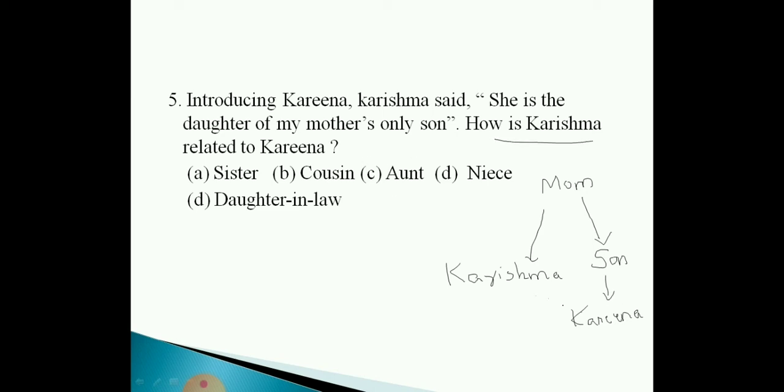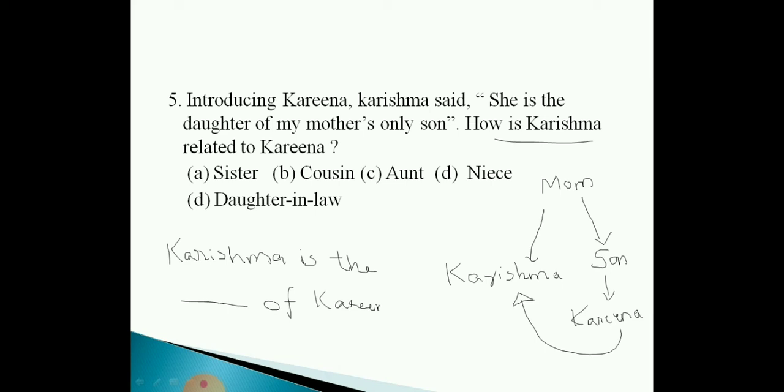It will be confusing with two options, niece and aunt. You draw an arrow from Kareena, the second person, to the first person. The person the arrow points to gives the relation. So Karishma is the aunt of Kareena. We can rewrite the sentence as Karishma is the dash of Kareena, and fill in that dash.